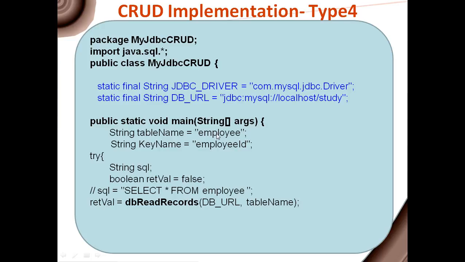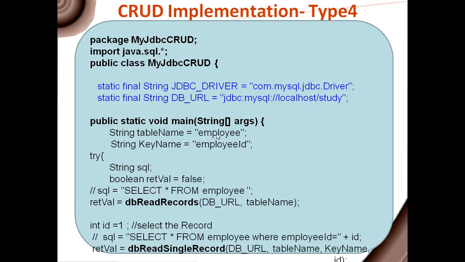which is the primary key of the table employee, which we have seen in our previous class. So now if I want to read a single record, if I want to select a particular record, suppose for ID equal to 1, then I can have another method which will just read a single record. So db read single record is going to read a single record.